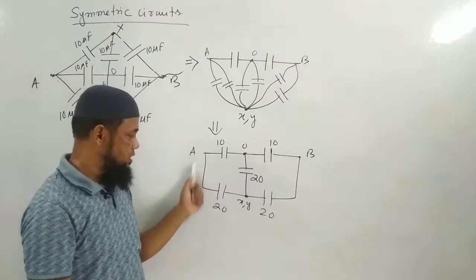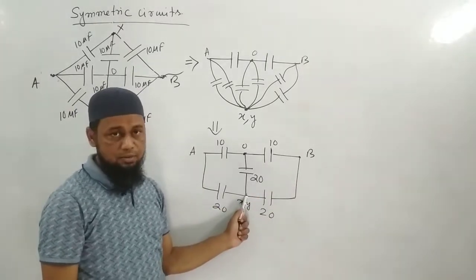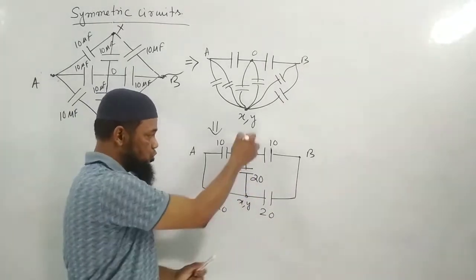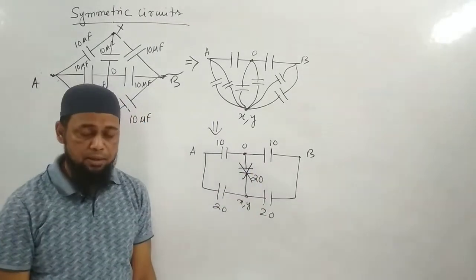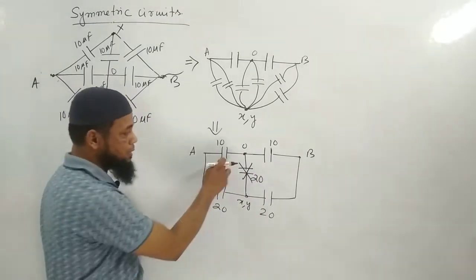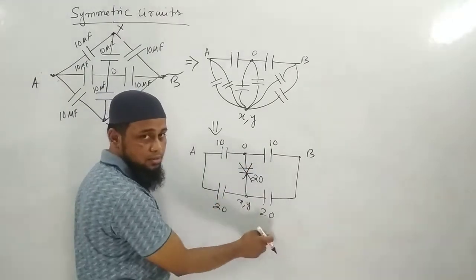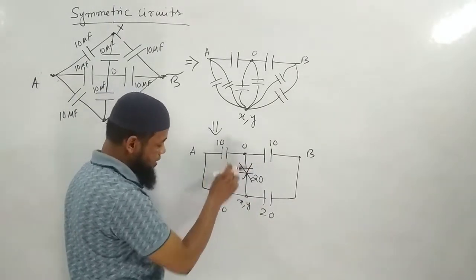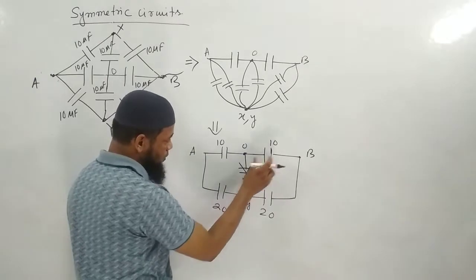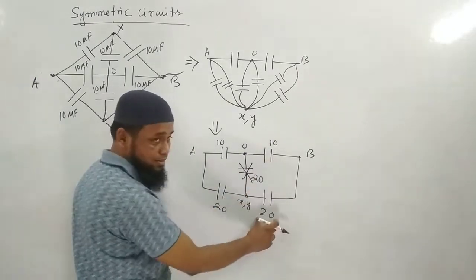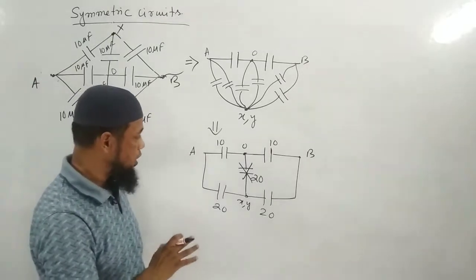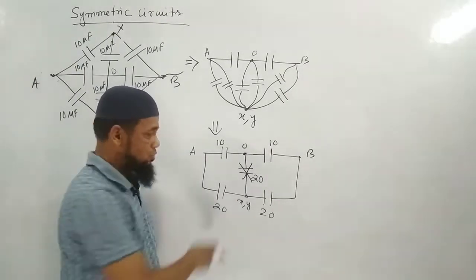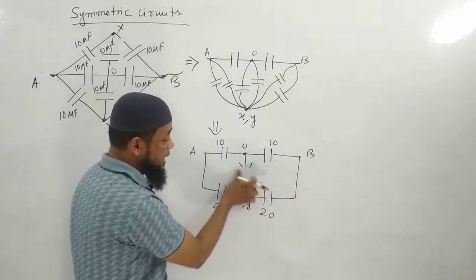Similarly, here potential is 10, here is 0, this is going to be 5. 5 and 5, no charge is going to flow, so this particular capacitance can be neglected. Or we can say P by Q is equal to R by S. Or I can call P by R is equal to Q by S. These ratios are equal. So this can be called a balanced Wheatstone bridge. So the middle capacitor will get neglected.